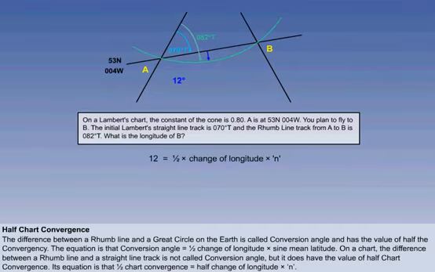This is half the chart convergence. Our equation is that half chart convergence equals half change of longitude times sine of the parallel of origin. The question tells us that the constant of the cone is 0.8. This is another term for little n, or the sine of the parallel of origin. Rearrange the equation to make the change of longitude the subject, and the change of longitude works out at 30 degrees. So, if A is at 4 degrees west, and B is 30 degrees east of it, B must be at 26 degrees east.